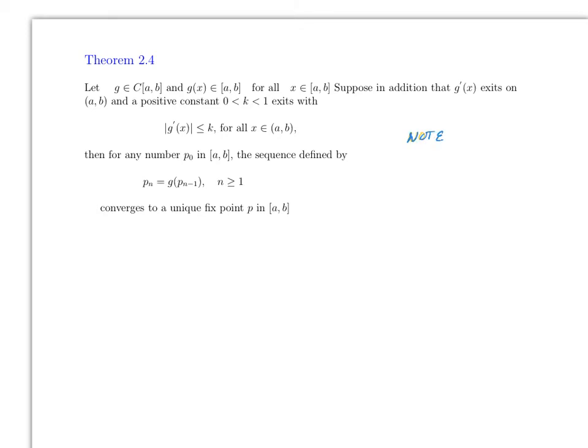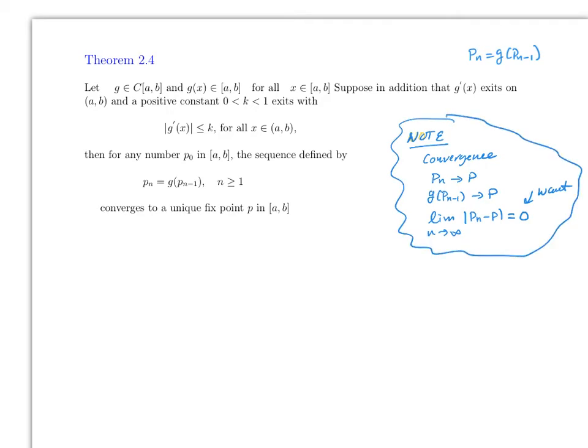So note, when we say convergence, it means this. If Pn converges to P, that means in this case that G of Pn minus 1 converges to P. Because remember, the iteration is this: Pn is equal to G of P of n minus 1. Another way to write this is that the limit as n goes to infinity of Pn minus P is equal to 0. So this is what you want. This is what converge means in this sense.